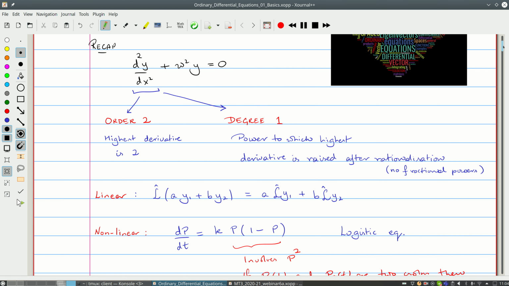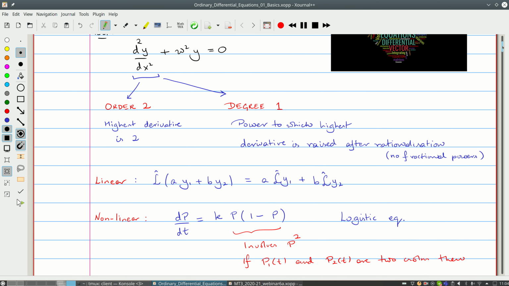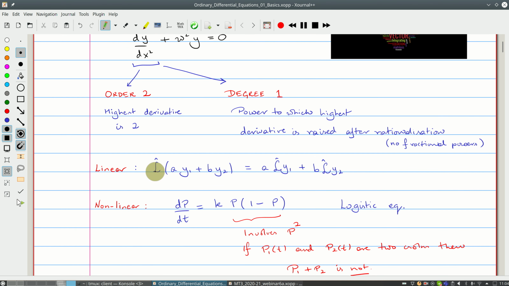Now the differential equations we'll be dealing with are those which are linear. A linear differential equation satisfies, as you all know, the conditions for a linear operator. So if L is your differential operator, then L operating on the linear combination of functions y1 and y2, where a and b are constants, will be a times L operating on y1 plus b times L operating on y2. These are the kinds of equations we're going to be using.